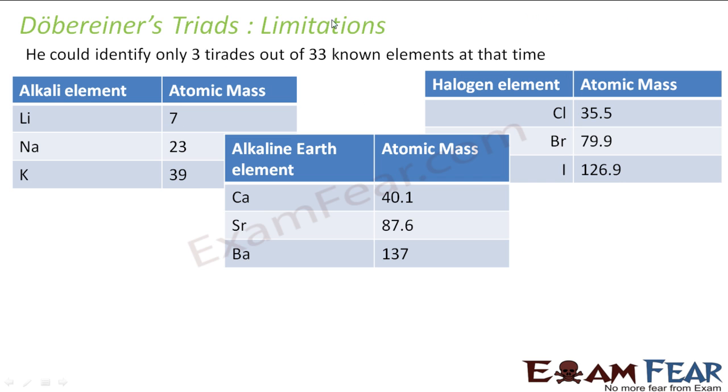But there were limitations to Dobereiner's triads. He could identify only 3 such triads, and please note, at that time 33 elements were known, but he could fit only 9 elements in his triads. And these were the 9 elements he fit into the triads. So it was not for all, only for some, but still he showed some relation between the atomic mass and the property, and that's why we studied this.